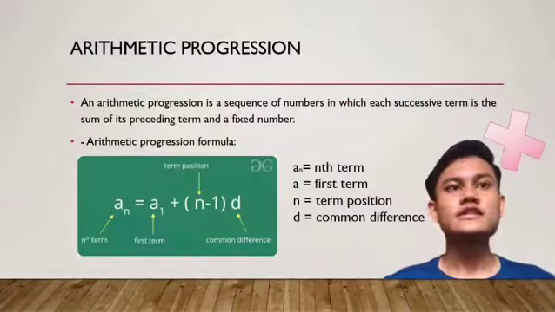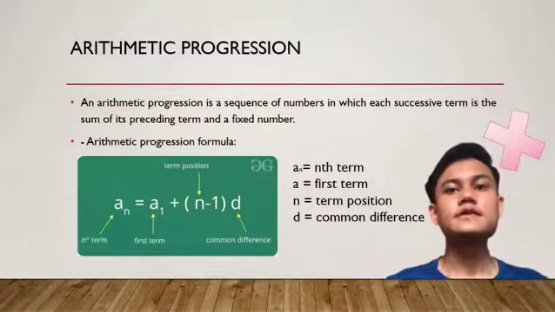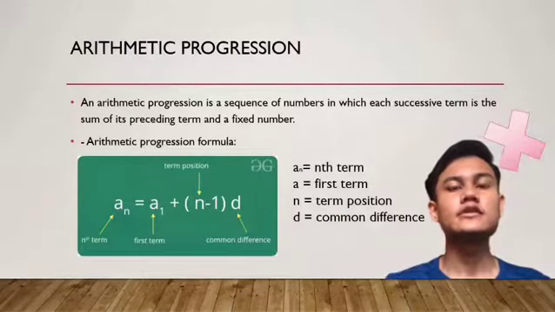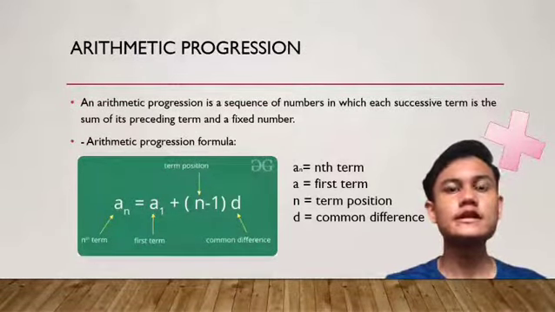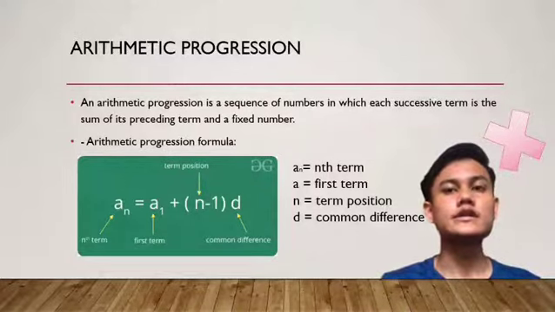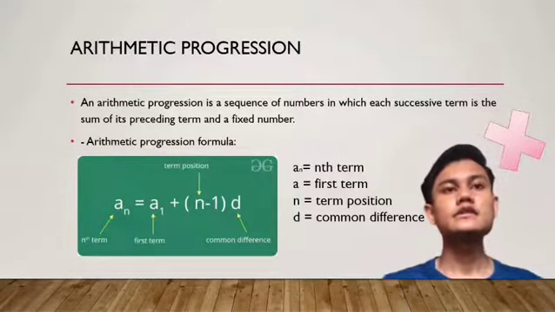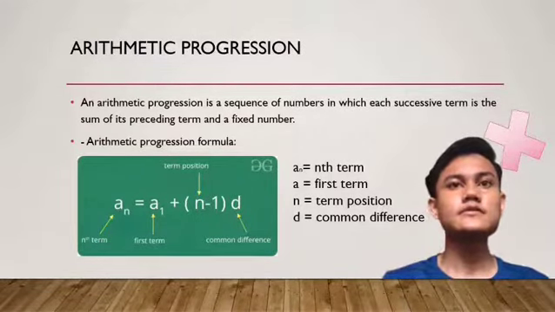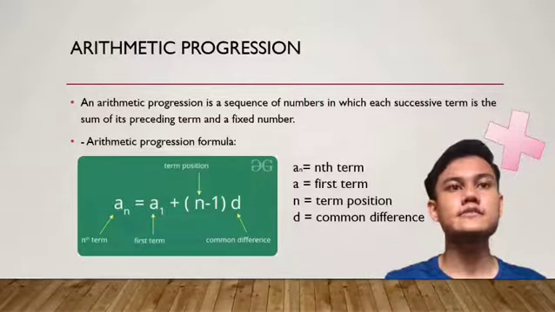For the introduction, a progression is a list of numbers or items that exhibit a particular pattern. The difference between a sequence and a progression is that a progression has a specific formula to calculate its nth term. There are two types of progression. The first one is arithmetic progression. An arithmetic progression is a sequence of numbers in which each successive term is the sum of its preceding term and a fixed number.